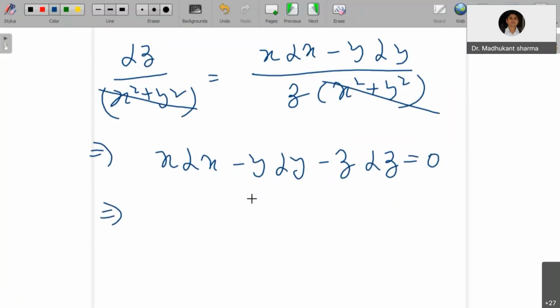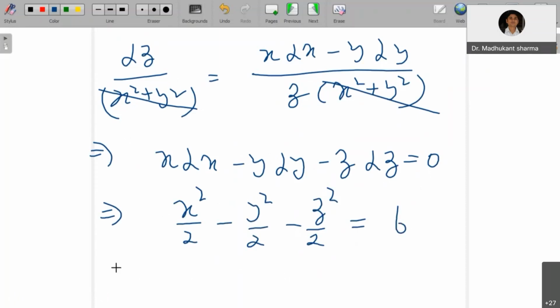Now integration is very simple. Integrate both sides. So you have x square by 2 minus y square by 2 minus z square by 2 equals some constant. The 2 can also be combined, so you have x square minus y square minus z square equals 2b. Here b is a generic constant, so I just write it b. So another family is this.